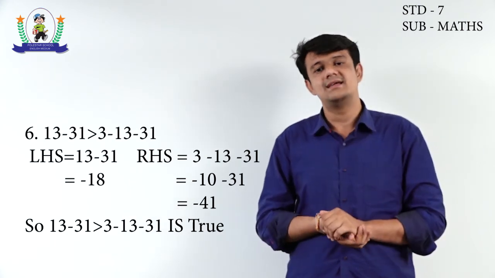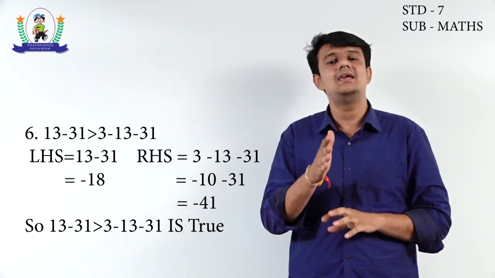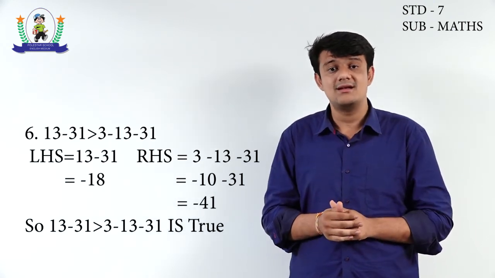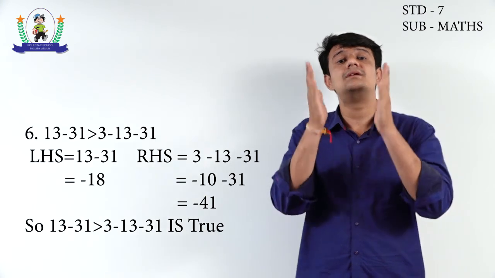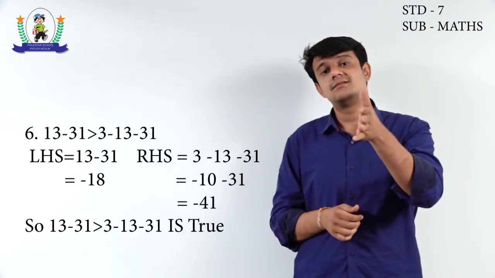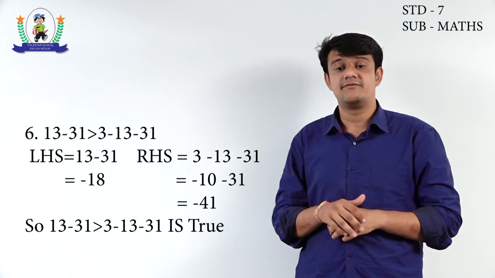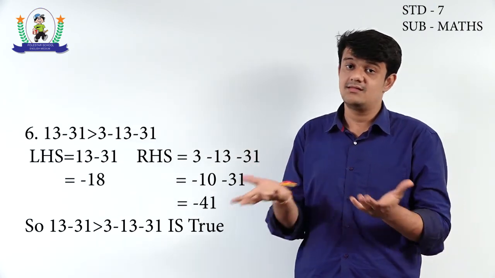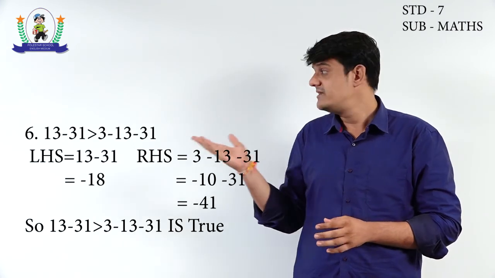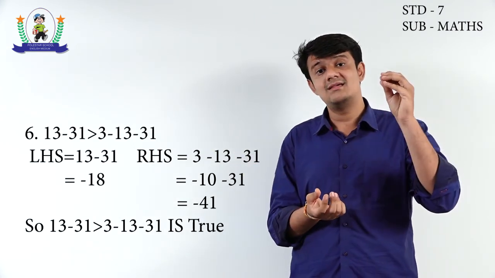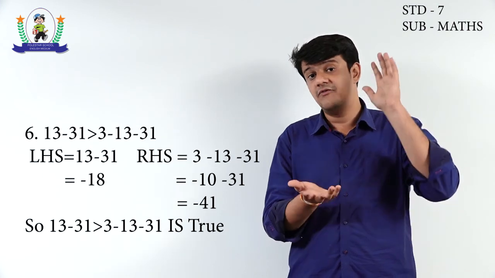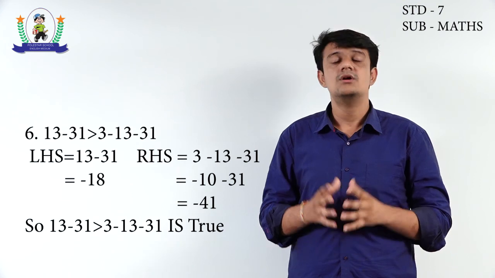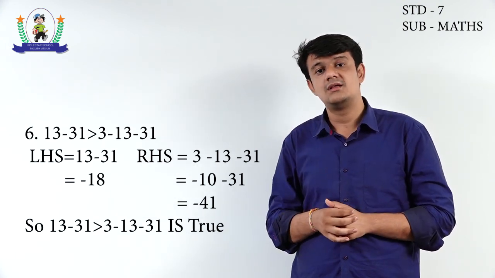Now moving ahead with the right hand side. On the right hand side we have 3 minus 13 minus 31. First we'll solve 3 minus 13. 3 minus 13 represents minus 10. Minus 10 minus 31, that is minus 41. So we have minus 18 greater than minus 41. Yes, our statement is correct, because we know that whenever a minus sign is there, a smaller number with a minus sign will be the larger in the negative numbers. So over here the last statement is also correct.